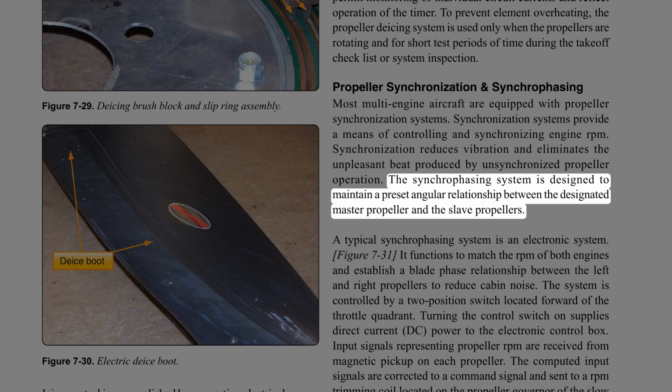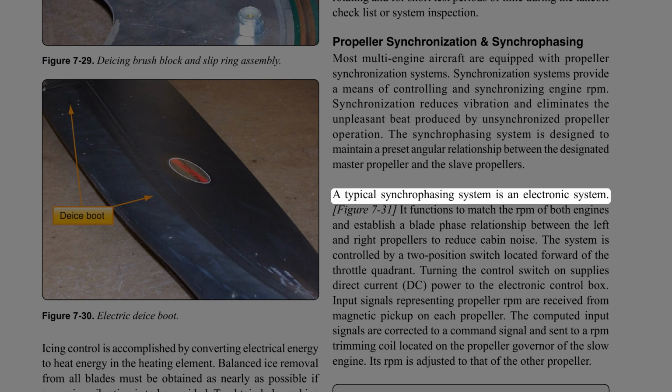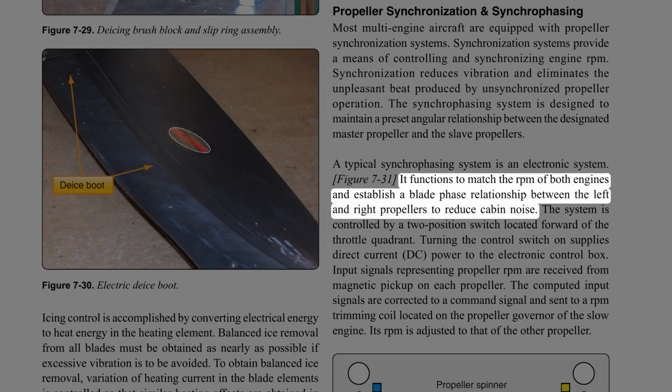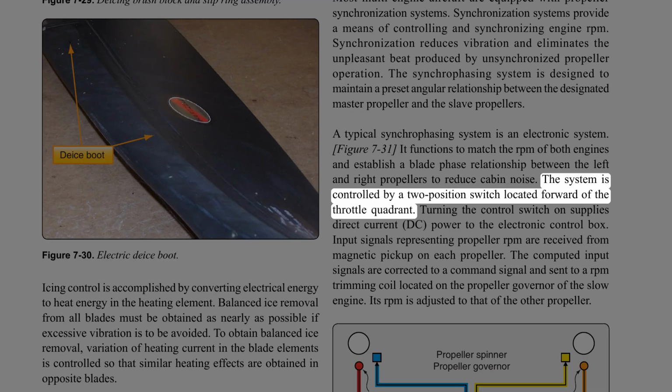The synchrophasing system is designed to maintain a preset angular relationship between the designated master propeller and the slave propellers. A typical synchrophasing system is an electronic system. It functions to match the RPM of both engines and establish a blade phase relationship between the left and right propellers to reduce cabin noise. The system is controlled by a 2-position switch located forward of the throttle quadrant.